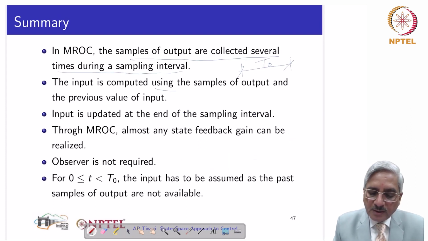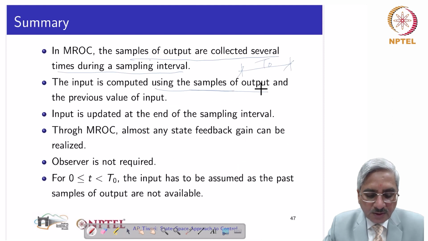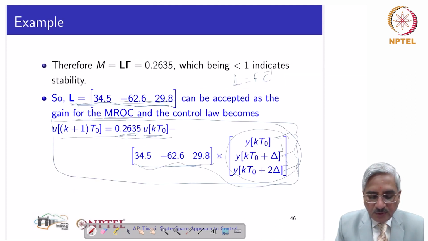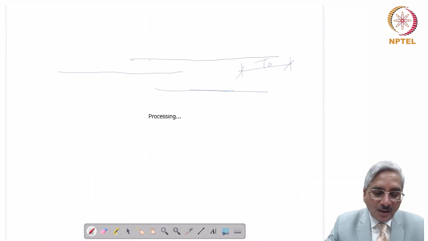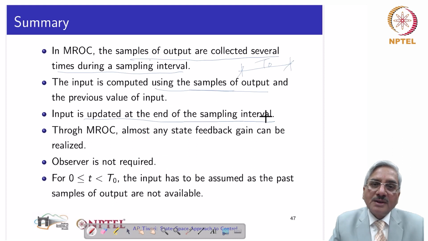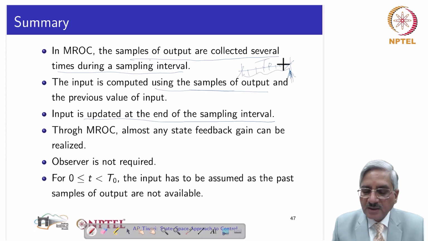So input is computed using the samples of output and the previous value of the input. This is the previous value of the input. And it is updated at the end of the sampling interval. So we will collect all the output samples here, and then U(kT plus 1) will be applied here, which will be computed based on all these.